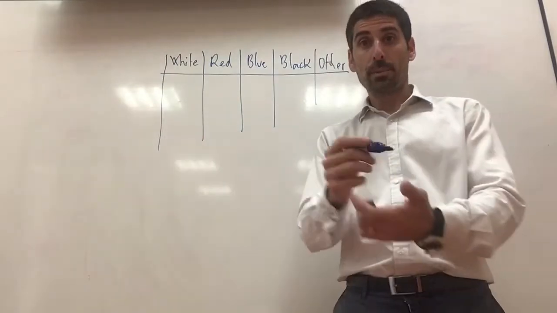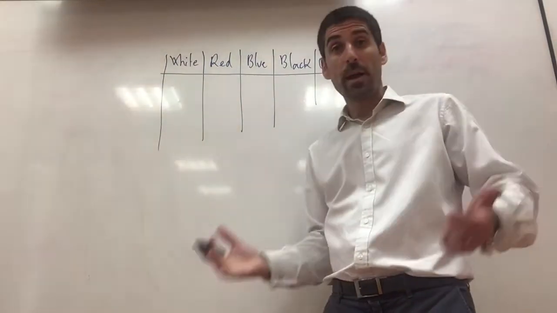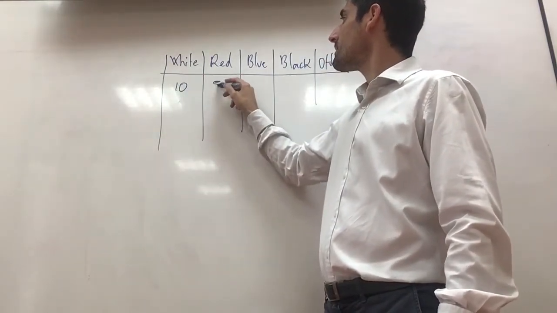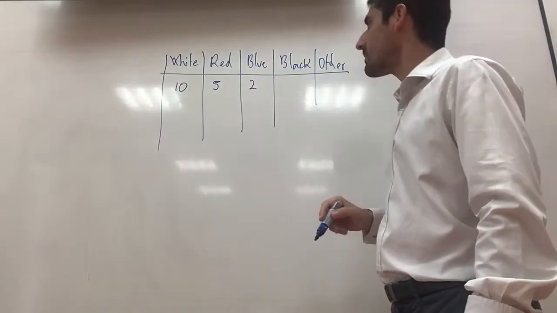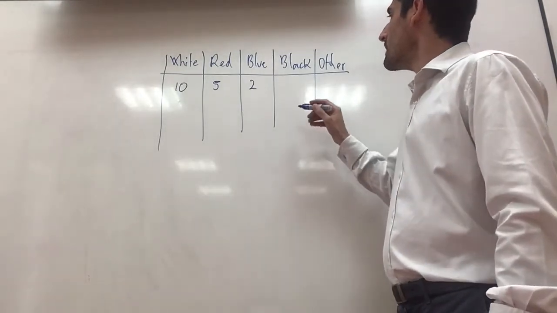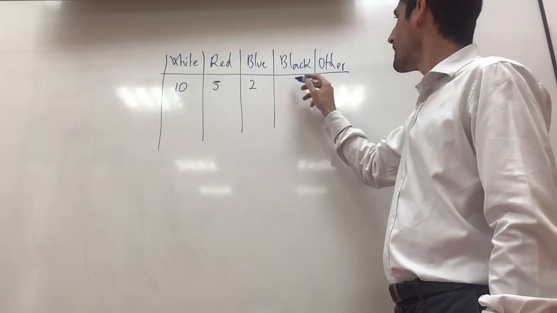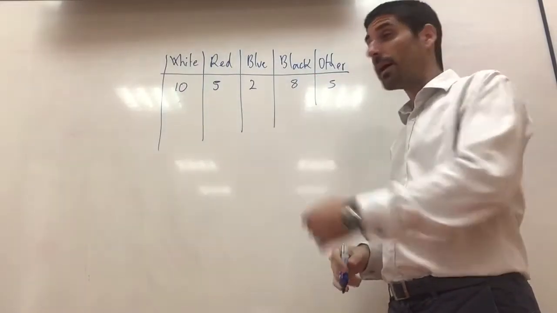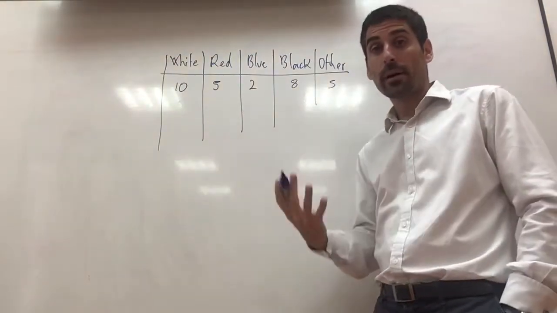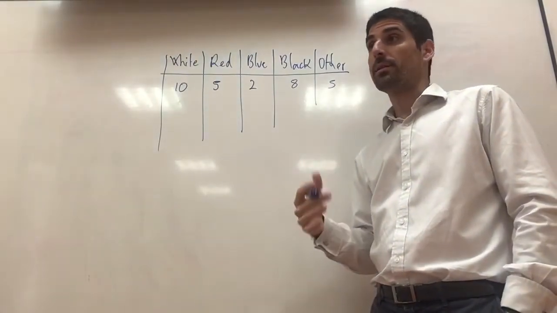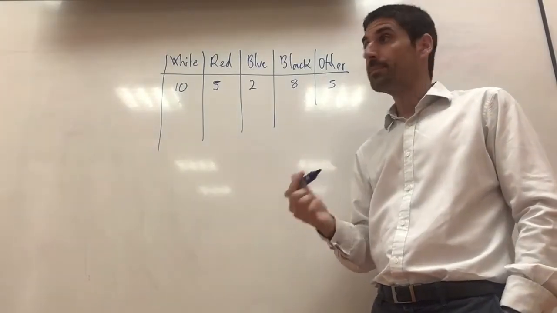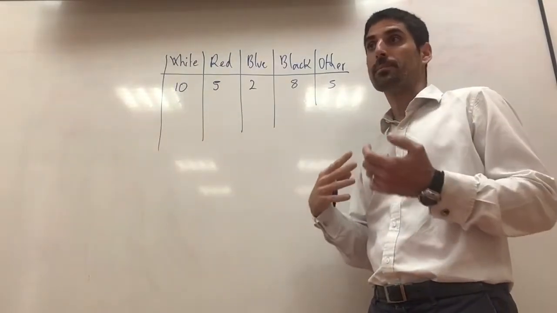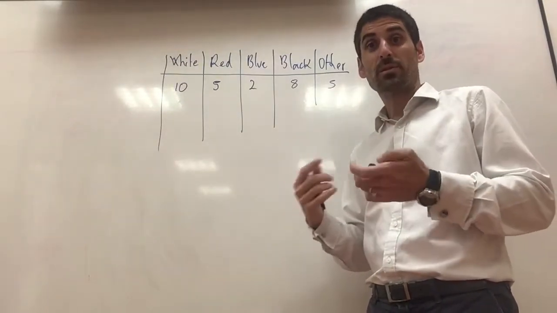And I will sit there with a piece of paper and write down, and maybe, I don't know, I may have 10 white cars, 5 red cars, 2 blue cars, 8 black, and 5 other cars. And from here, I can derive probabilities. These are not the true probabilities, but what I'm hoping is that I've recorded enough data that these probabilities will approximate or be similar to the true probabilities.